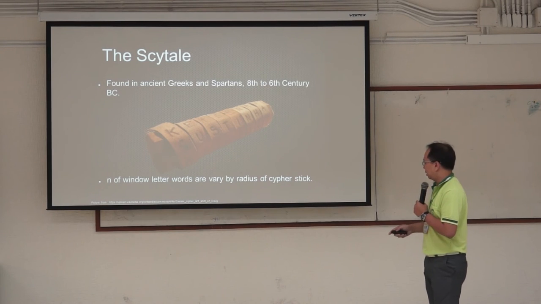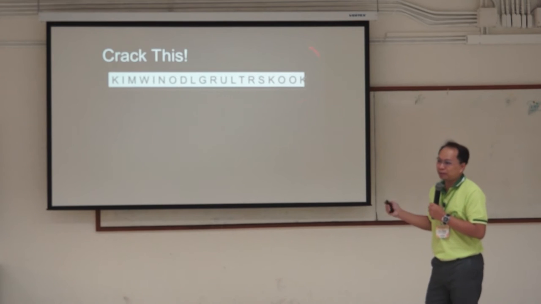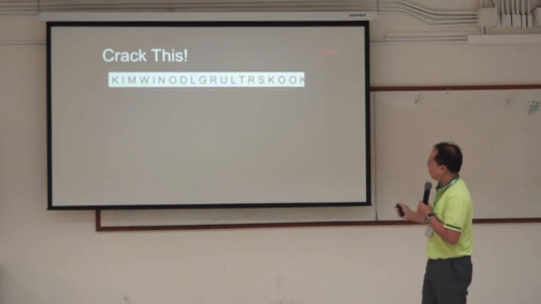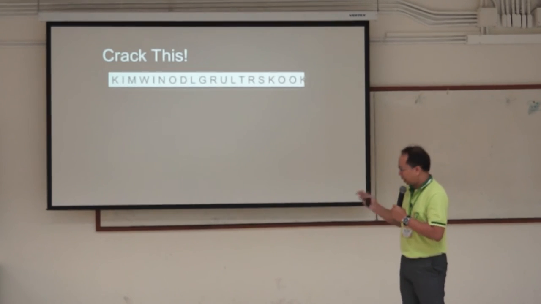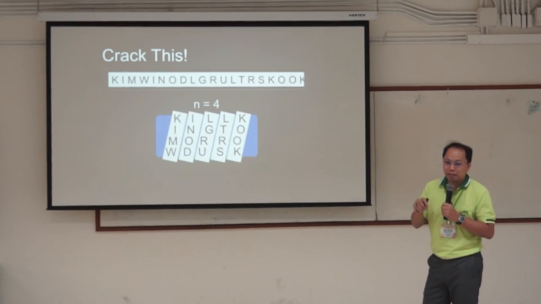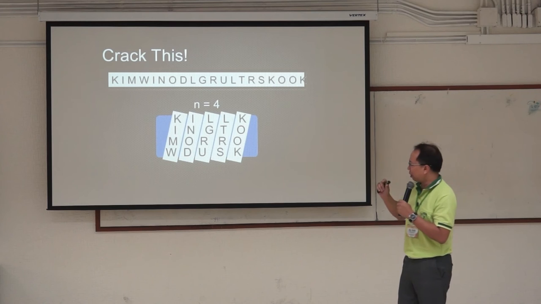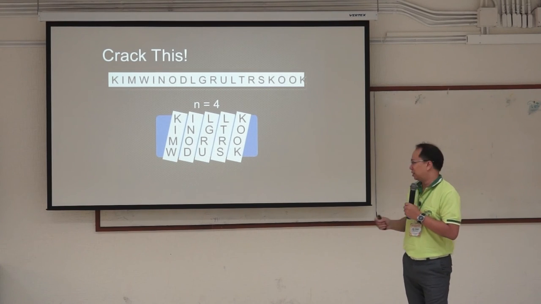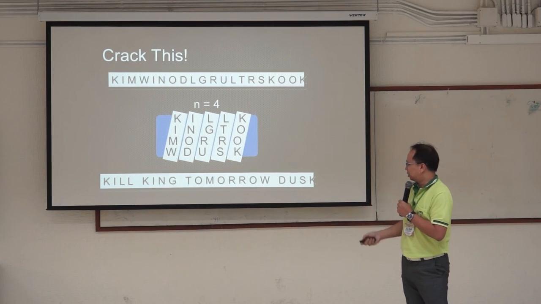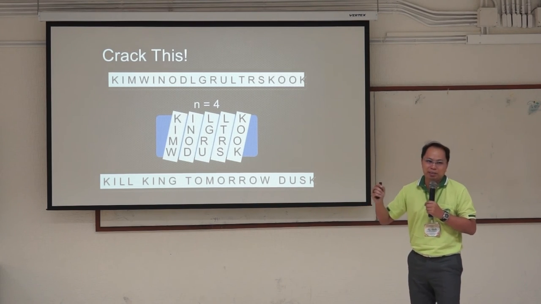How does it work? This is the message. When we cannot understand what they talk about, it's a lot of jumbled words. But on the scytale, we write in groups of four letters around the stick, and we read it along the length. So we get the words: kill him tomorrow. This is a secret message that they sent to each other.